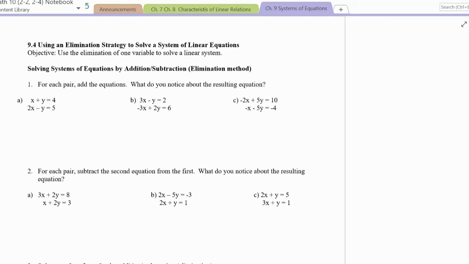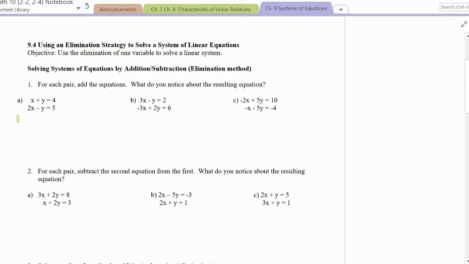Hello, grade 10. Today, we will be learning another strategy to solve a system of equations. Last class, we learned the substitution method. And today, we're going to learn the elimination method to solve a system of equations.